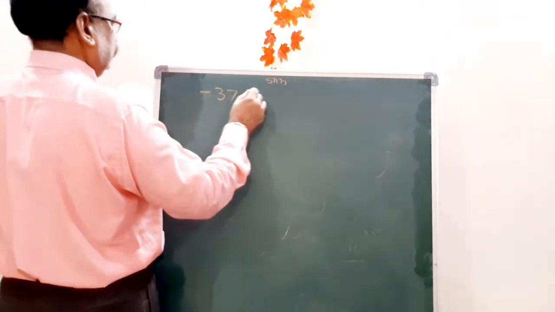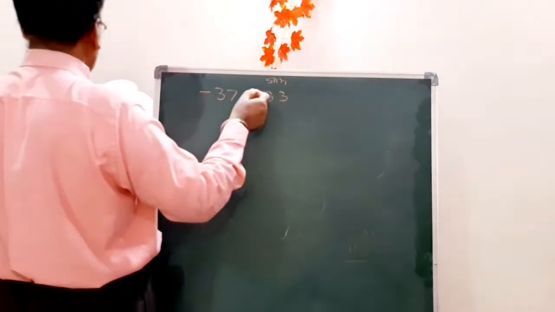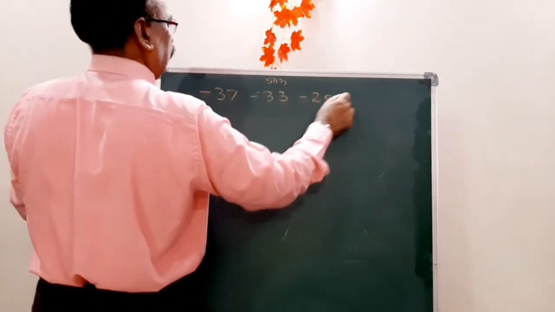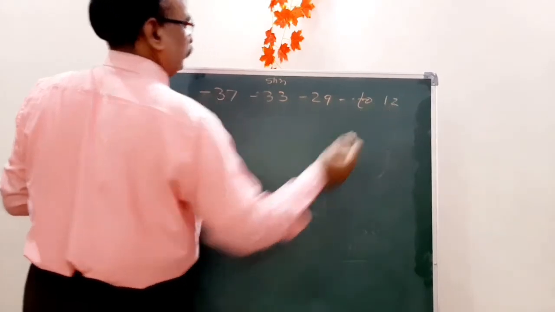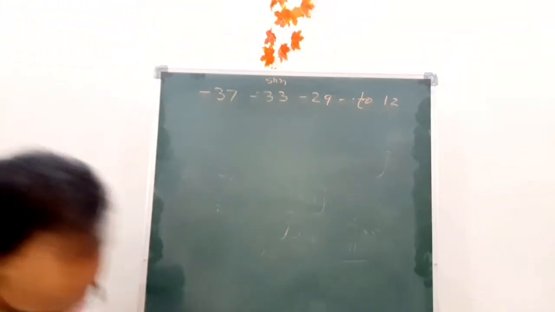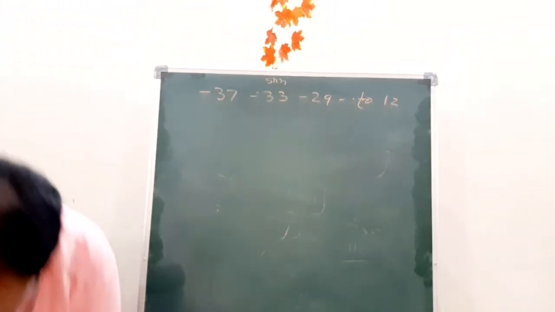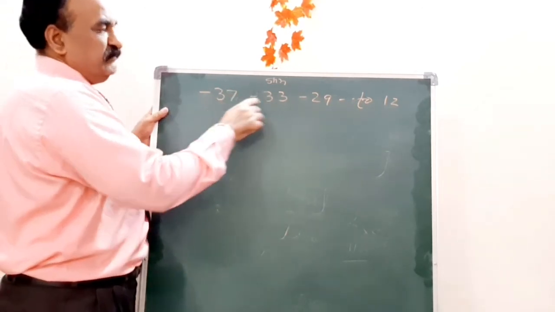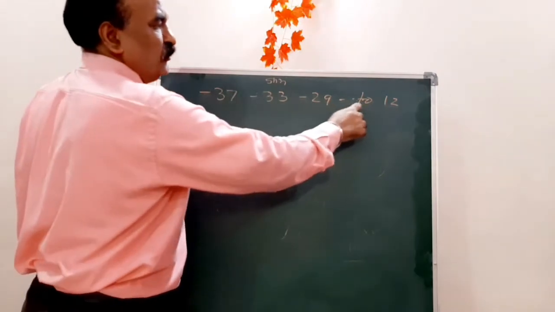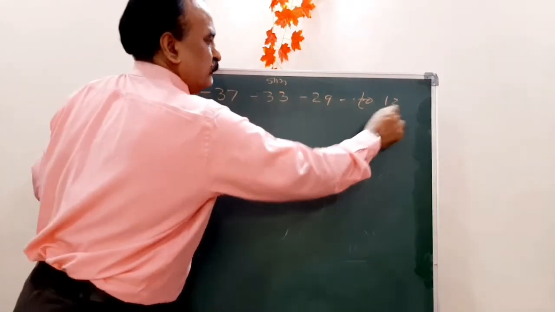Minus 37, minus 33, minus 29, dot dot dot, up to 12 terms.